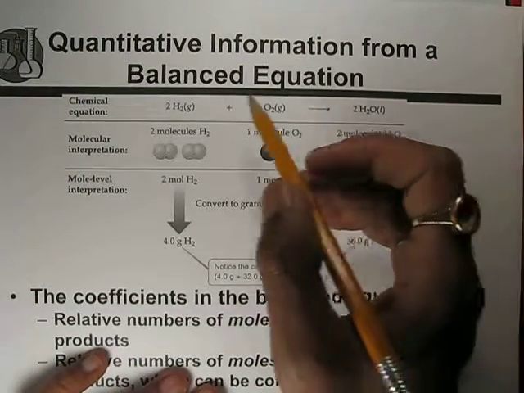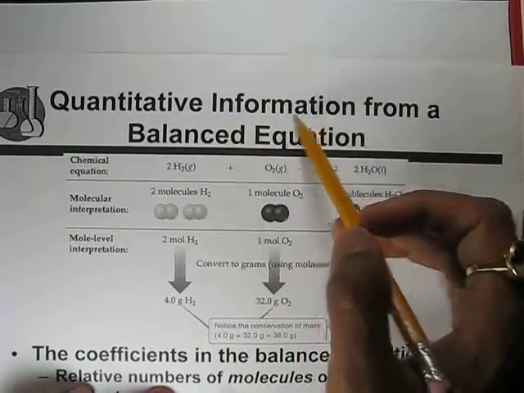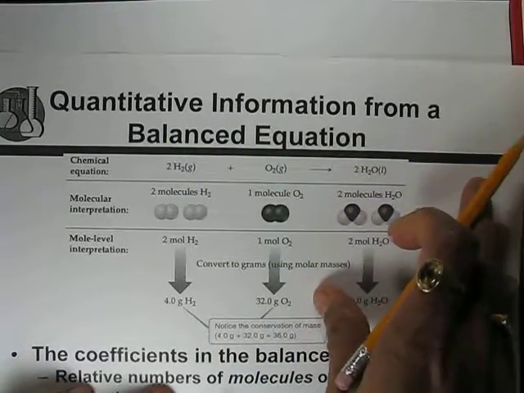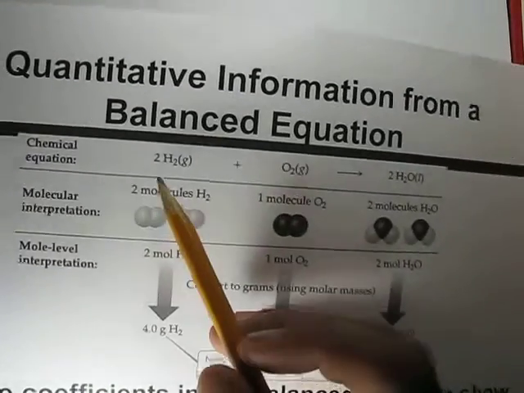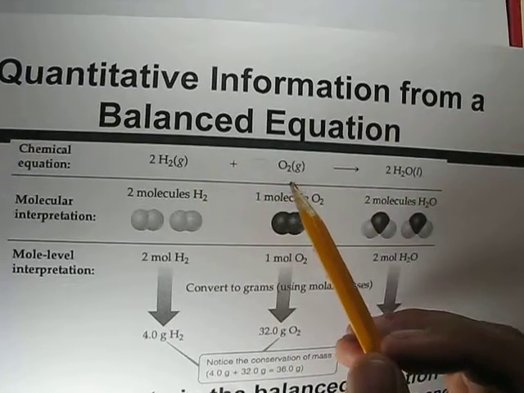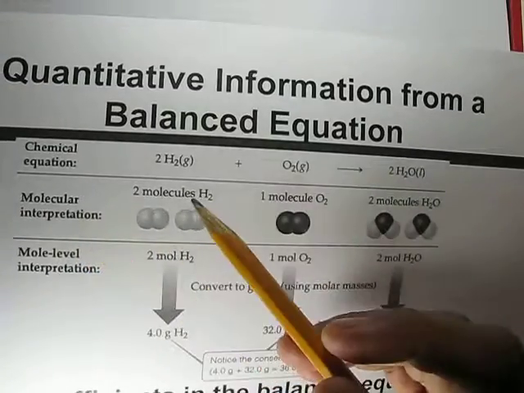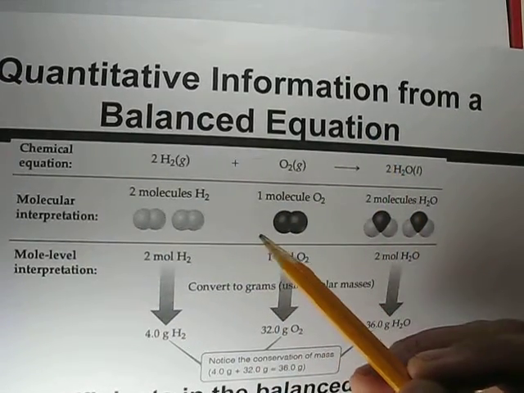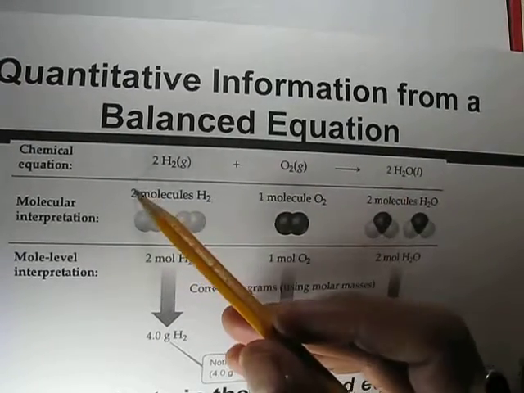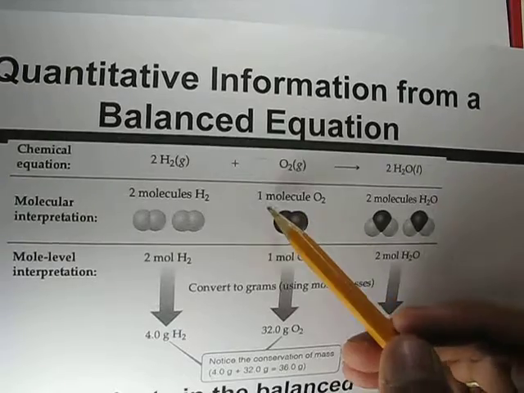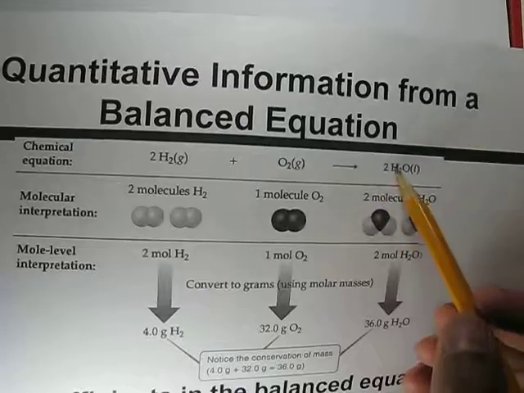Here is another thing: how we use the quantitative information from the balanced equation. If we know any balanced equation, for example, 2 hydrogen gas reacting with 1 oxygen gas produces 2 water molecules. This balanced equation is giving quantitative information, meaning that 2 molecules of hydrogen are reacting with 1 molecule of oxygen gas, and they are producing 2 molecules of water.